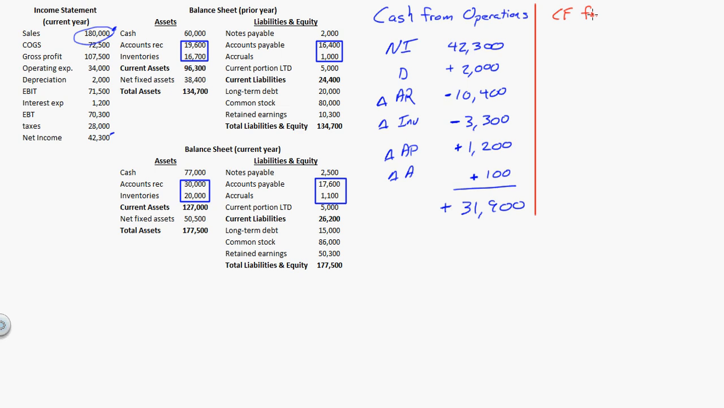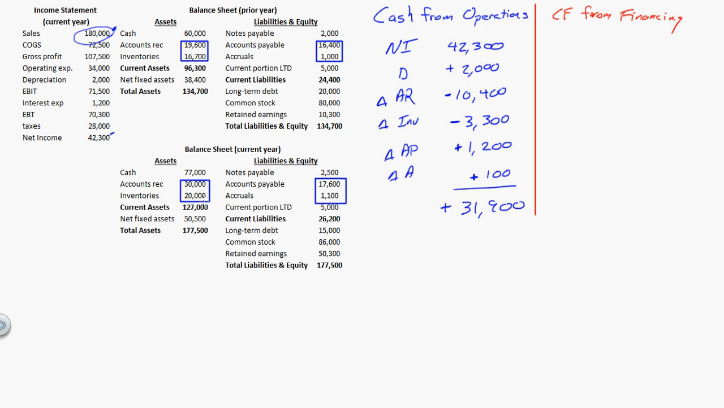So where do I get my money? In order to run this money machine, where do I get my money? Oh, by the way, when I did cash flow from operations, note I didn't touch cash. I'm trying to see why cash changed. So I'm not going to look at the cash on the balance sheet just yet. I'm going to see why that changed.